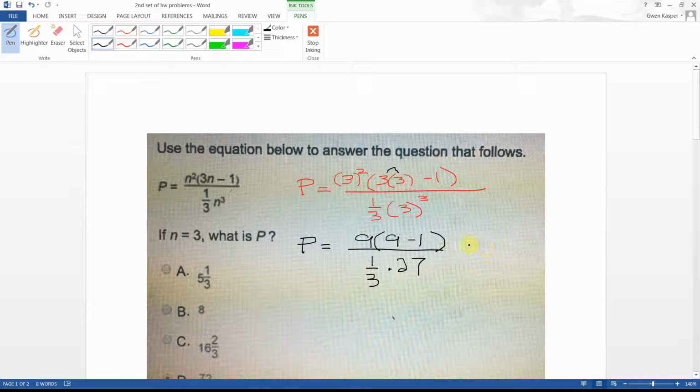Okay, now simplify the numerator. We'll do what's in the parentheses first. 9 minus 1 is 8. And in the denominator, we're going to multiply 1/3 times 27. 3 goes into 3 once, 3 goes into 27 9 times. So that's just going to be 9.